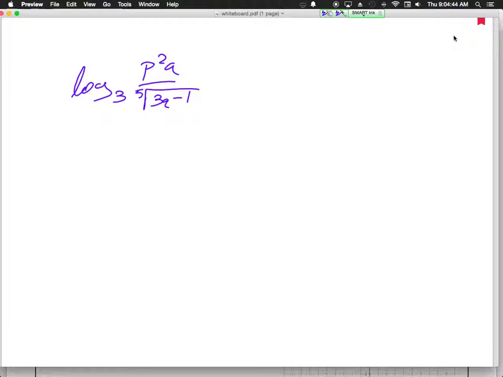I have log base 3 of p squared times q over the 5th root of 3q minus 1. That's a q. Log base 3 of p squared times q over the 5th root of 3q minus 1.